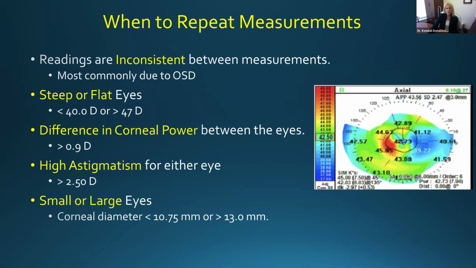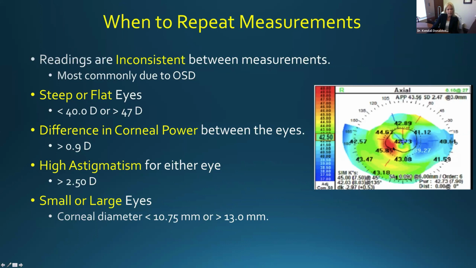So when do we repeat measurements? Anytime there's an inconsistency, if they're very steep eyes, very flat eyes. If we see a difference in the corneal power, the eyes should be pretty symmetric. So anytime there's an asymmetry between the eyes, we want to repeat those measurements and make sure that that's correct and accurate. Anytime the patient has high astigmatism, I like to repeat it. Again, small or large eyes. You can see here on the right-hand side some areas of hot spots. Okay, that's an abnormality. That should be repeated and verified to see if it's ocular surface disease.